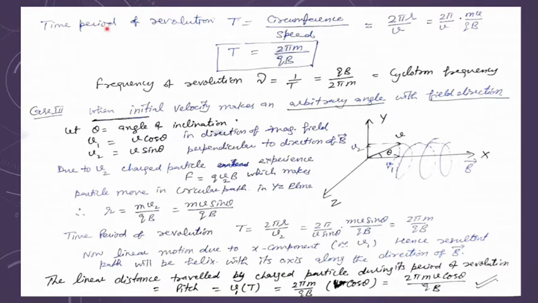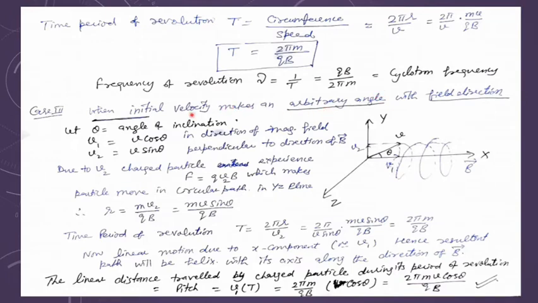The time period of revolution T is of course the circumference divided by the speed, that is 2 pi r divided by the speed. So you get 2 pi m divided by qB. This is the case when theta is 90 degrees, and r we have already calculated. Then the frequency of revolution you can always calculate, it equals 1 by T, and I can write this frequency as the cyclotron frequency, because the same concept is used in the cyclotron.